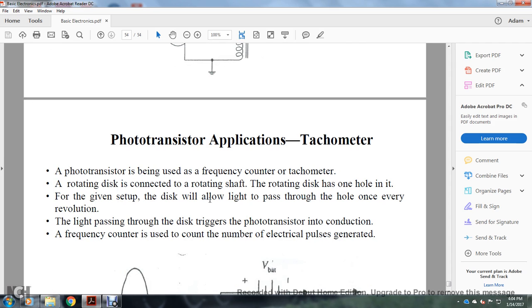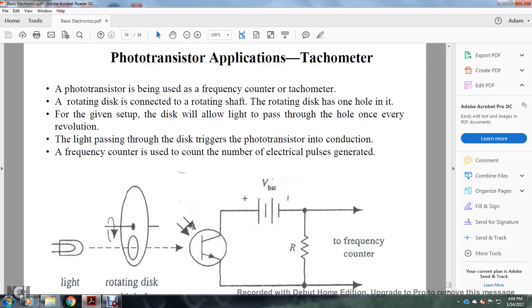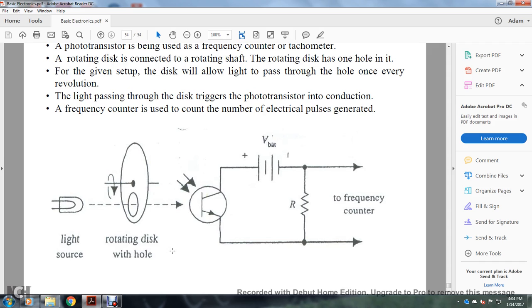Alright, phototransistor application: tachometer. The phototransistor is used in a frequency counter of the tachometer, with a rotating disc connected to the rotating shaft. The rotating disc has one hole in it, and for the given setup, the disc will allow the light to pass through the hole once every revolution. Light passes through the disc, triggering the phototransistor. The frequency counter is used to count the number of electrical pulses generated. So you have a light source, a rotating disc with a hole, your phototransistor with a voltage battery and a resistor, and a line to the frequency counter.